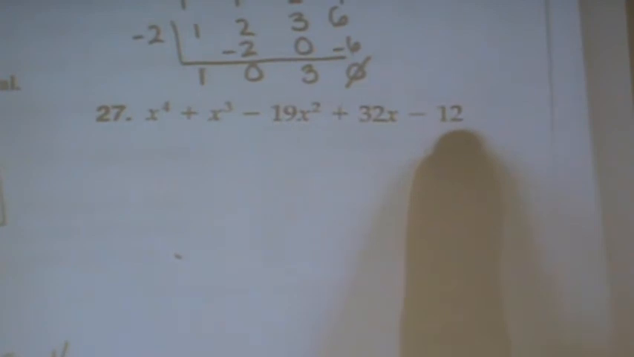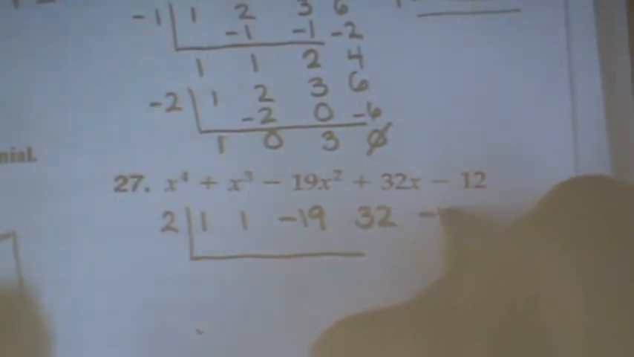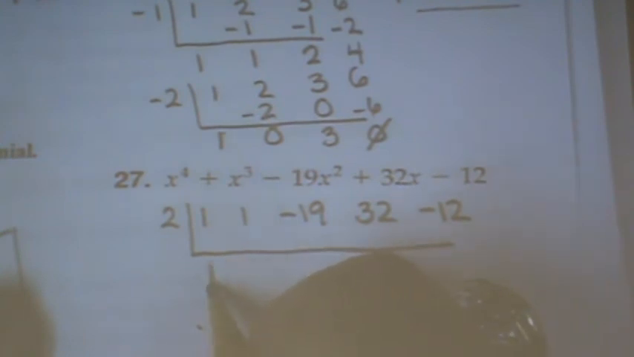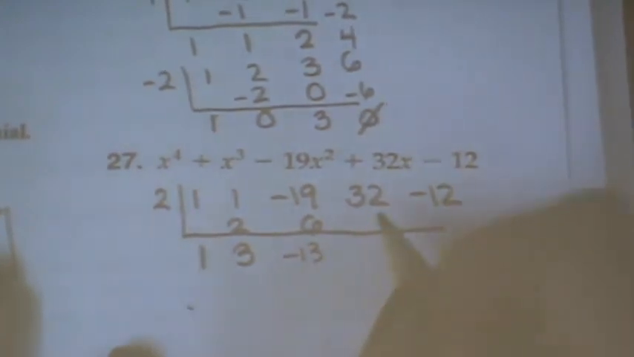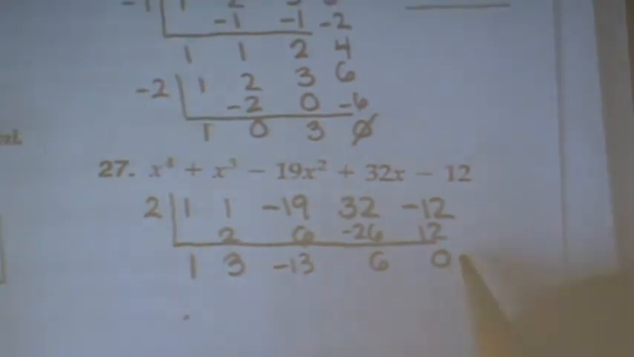And the last one, number 27, your possible zeros, we've got a long list, plus or minus 1, 2, 3, 4, 6, and 12. So we're going to start with, if we try 1, 1 doesn't work. Let's try 2. We've got 1, 1, -19, 32, and -12. So bring down the 1, you get 2, add 6, -13, -26, 6, 12, 0. We have our first 0.